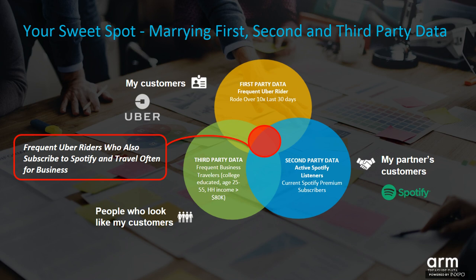So we now have a rough understanding of first, second, and third-party data. While they're all useful in their own way, they become super useful when you can combine first, second, and third-party data together. Let's go back to our Uber example.